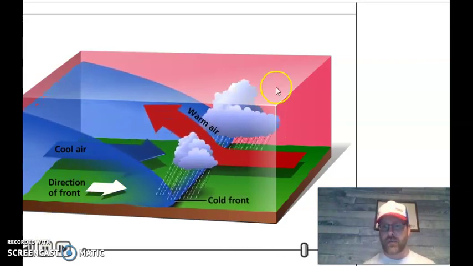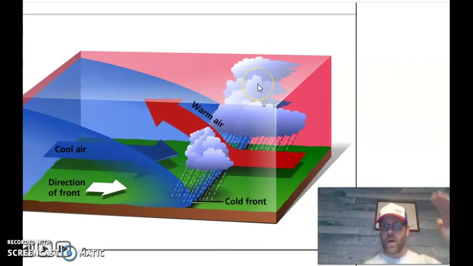Look at these clouds over here building up. Notice how it's going way, way up. We're talking cloud 9 here. We're talking the cumulonimbus cloud, which can produce very, very heavy rain and oftentimes some pretty intense storms.